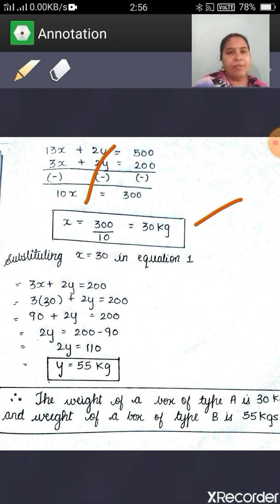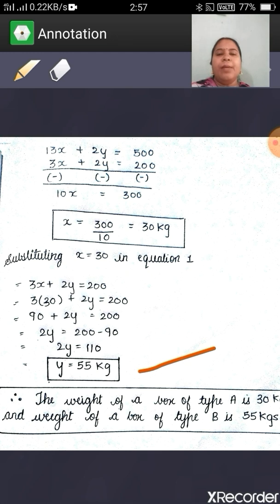Now this answer we are getting in terms of kgs. Now substitute this x and get the value of y. In equation number 1, the equation was 3x plus 2y is equal to 200. So in the place of x, I will be substituting 30. So I get 3 into 30 plus 2y is equal to 200. Now 3 into 30 is nothing but 90 plus 2y is equal to 200. 2y will be equal to 200 minus 90. So 2y is 110. When I divide it by 2, we get y is equal to 55 kgs.